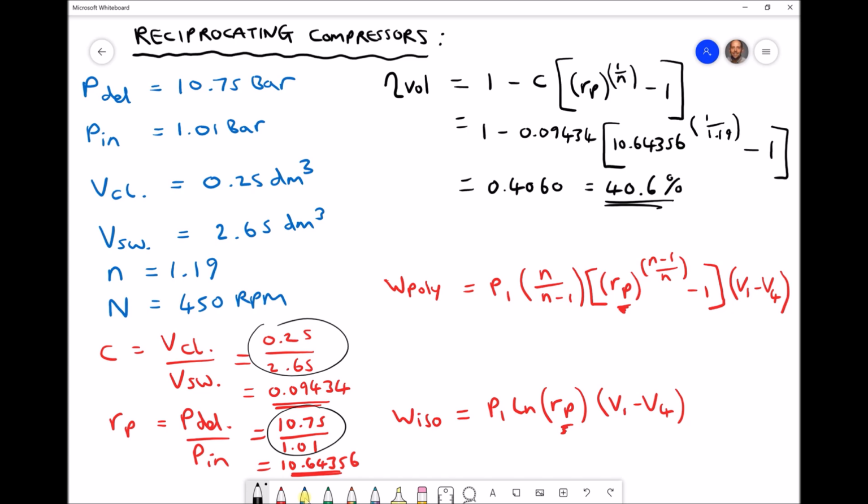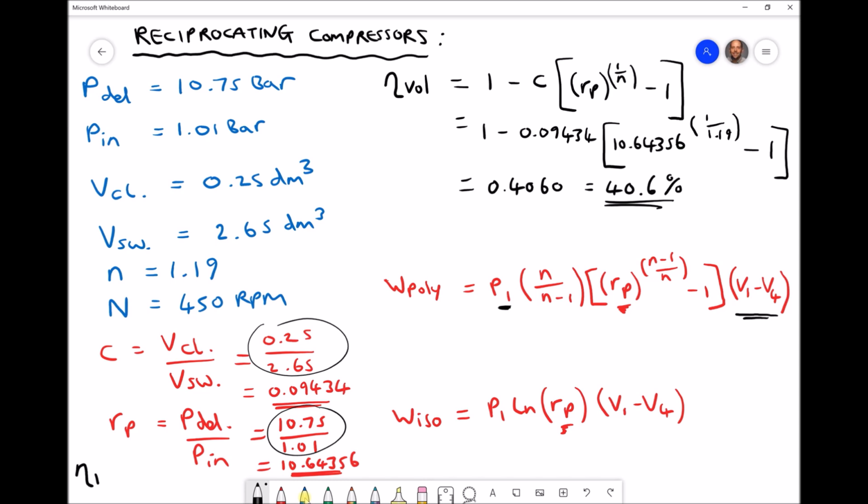We're going to determine our polytropic work and our isothermal work next. Now, the important thing to note this time is that we need to work in SI units because we want our work, or the work done, also to be given in SI units. Where we need to use SI units here then is for our pressures and also for our volumes, V1 minus V4. Now I'm going to make a note of our volumetric efficiency down in the bottom left-hand corner.